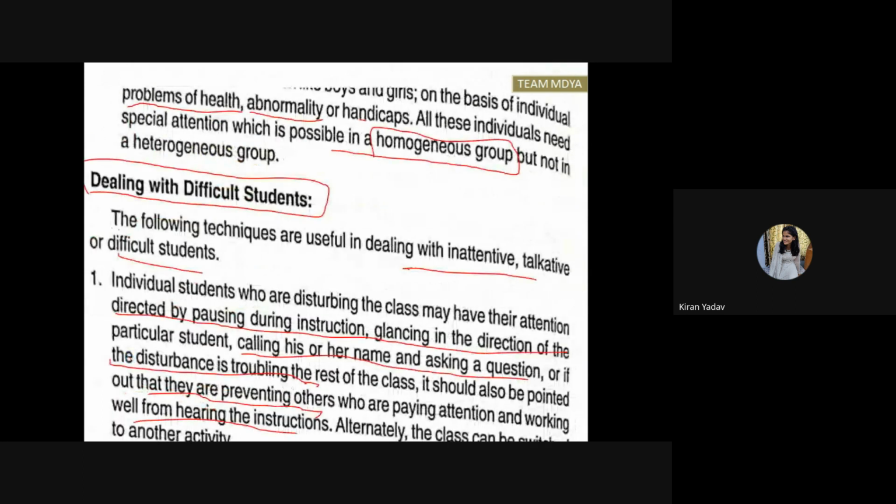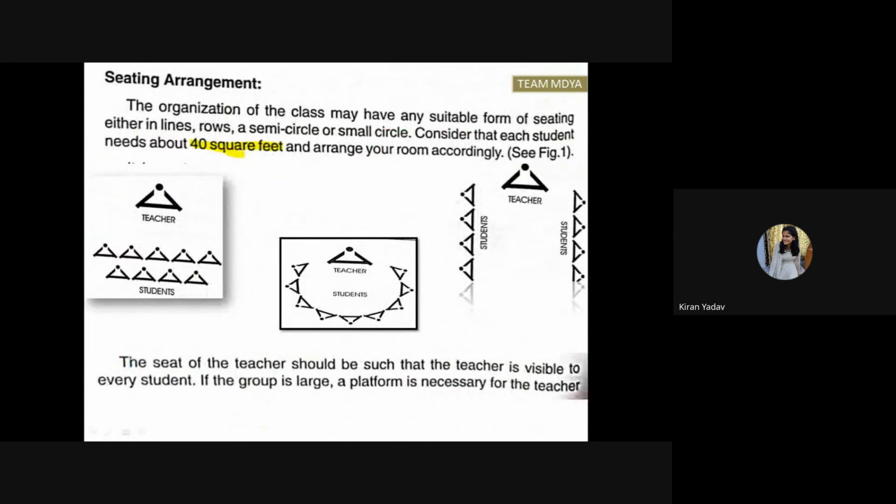After this, sitting arrangement, this topic, very important topic. The organization of the class may have any suitable form of sitting, either in lines, rows, semicircle or small circle.